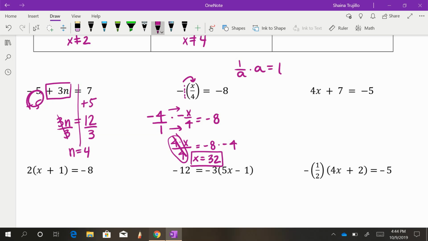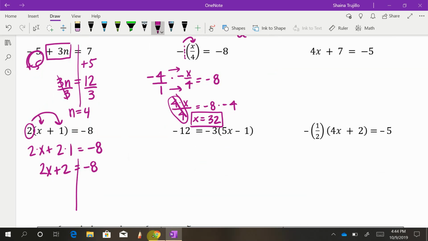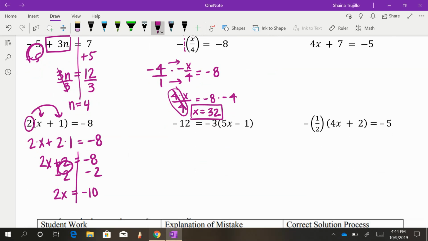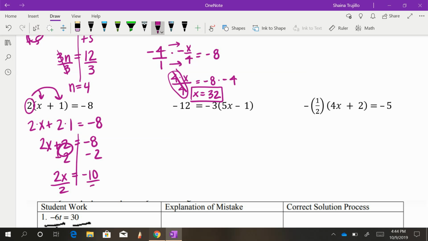Let's do one with the distributive property. Distributive property says anything right outside my parentheses, I have to multiply into each term. So 2 times x plus 2 times 1 equals negative 8. This is 2x plus 2 equals negative 8. Now I'm going to go ahead and draw my line. I'm going to do the inverse properties. I'm going to subtract 2. Now I'm left with 2x equals negative 10. Going to divide by 2. So now I have x equals negative 5.